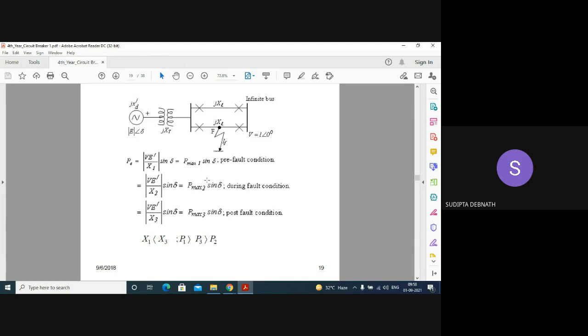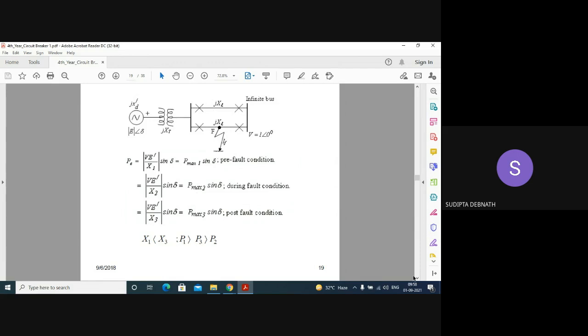Then in the post fault condition, after the fault is cleared, if the system is not restored, the fault is cleared means this line is open. Okay. So there is only one line. So obviously, if the fault is cleared, the power will be increased, but it will be less than when both lines were operating. So P1 greater than P3 greater than P2.